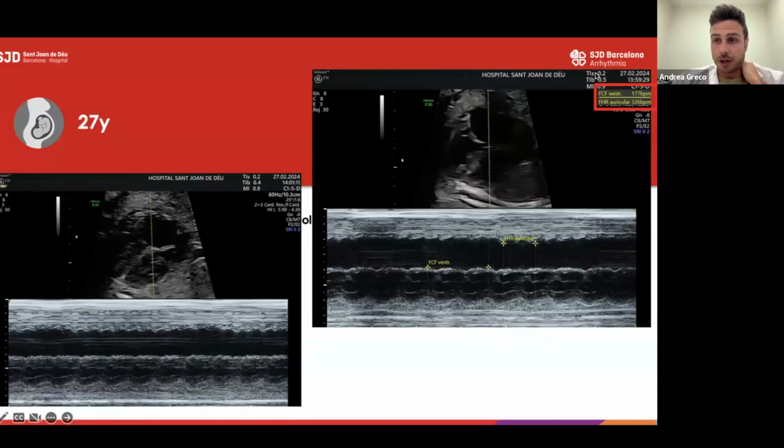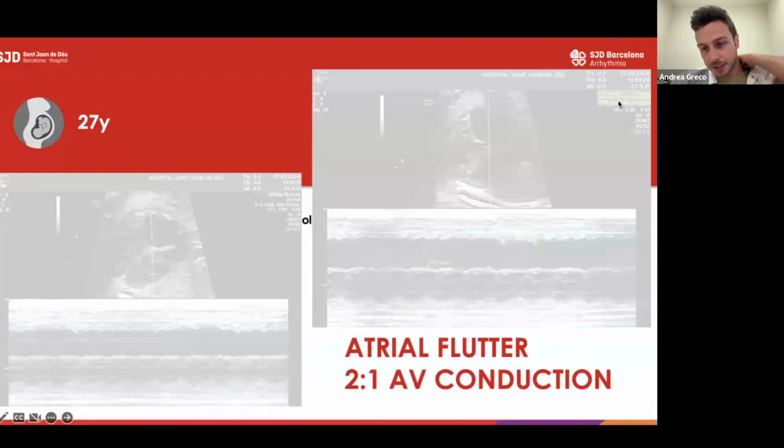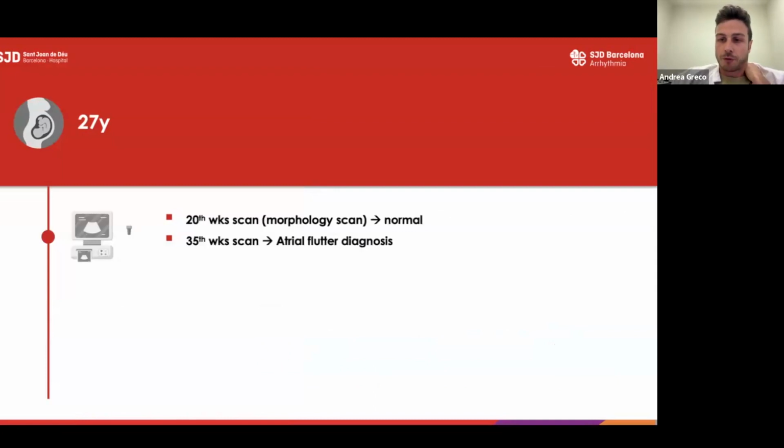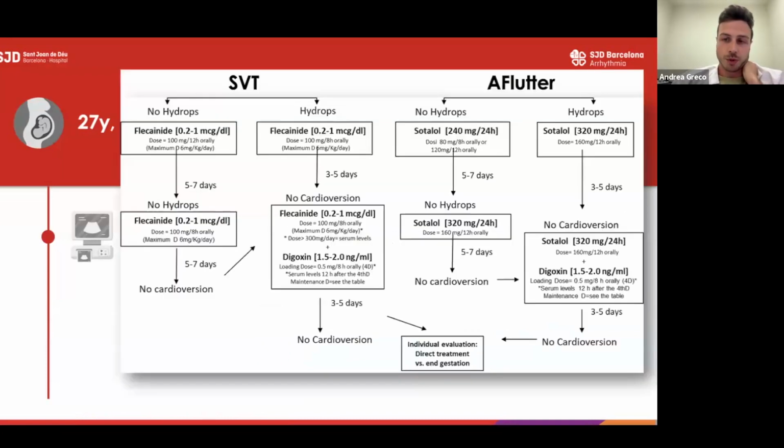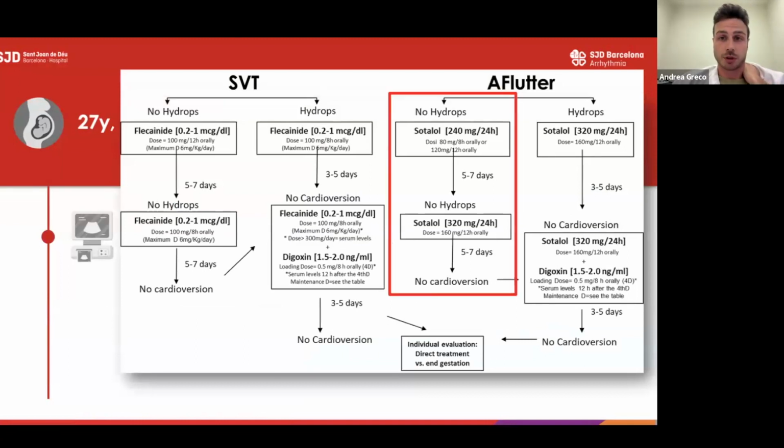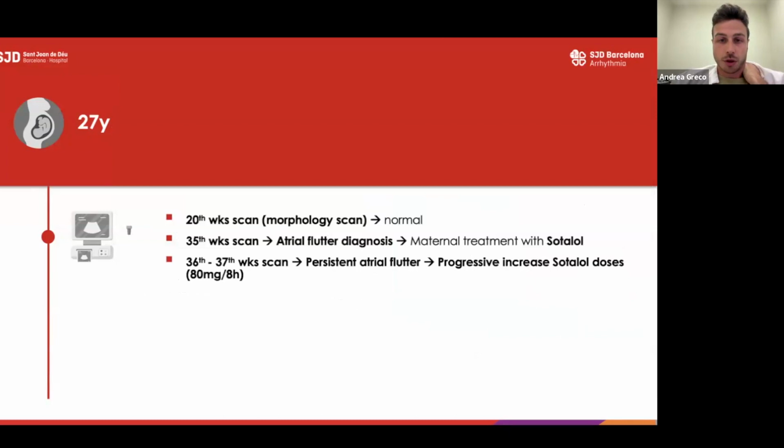which in this case was clearly 2-to-1 ratio with an atrial rate of 340 beats per minute and a ventricular rate of 117 beats per minute. So this is an atrial flutter with 2-to-1 atrioventricular conduction. Following our fetal treatment protocol of our hospital, in case of fetal arrhythmia, we start maternal treatment with sotalol. And during the follow-up, due to the persistence of the atrial flutter, we gradually increase the dose of sotalol up to 80 milligrams every 8 hours.